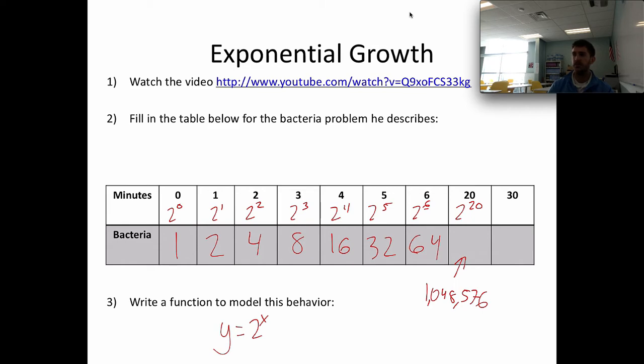You could also do the 30th. It's going to be much, much larger than what we had. If you want to be a little more specific, you could say b, your number of bacteria, equals 2 to the t, 2 to the power of time.